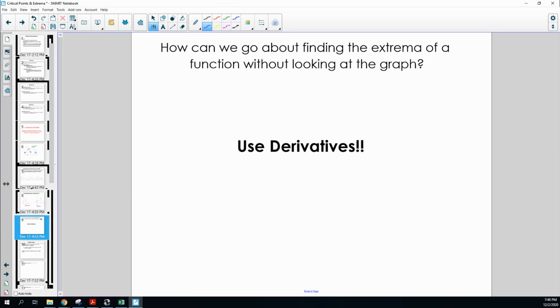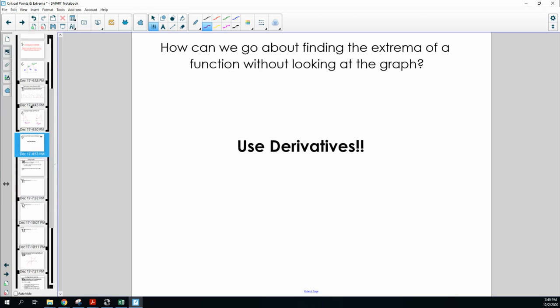So how can we go about finding the extrema of a function without looking at the graph? So if we have a graph, right, it's pretty easy. Look at the graph, look for the highest and lowest points, and there you go. But if we only have the function itself and we are not able to graph it, we can use derivatives.